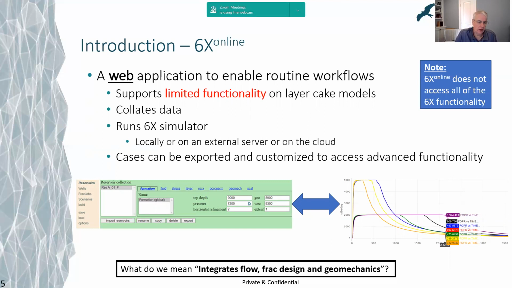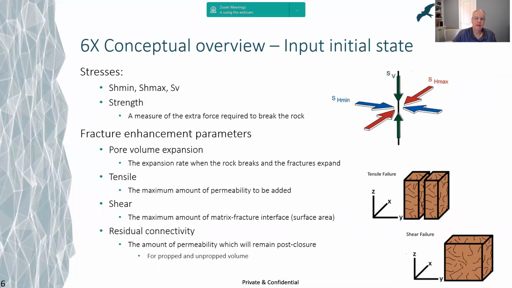So that's 6Xonline. And let's take a look at what we mean in the simulator, how it integrates the flow, the frac, and the geomechanics. So conceptually, we're starting with, as we said, a geomodel. And on that geomodel, we need to define the stress state, which is the minimum and the maximum horizontal stresses and the vertical stress. Optionally, we can also put in a rock strength, which is an additional amount of pressure which is required to break the rock over and above the amount required to overcome the minimum stress.